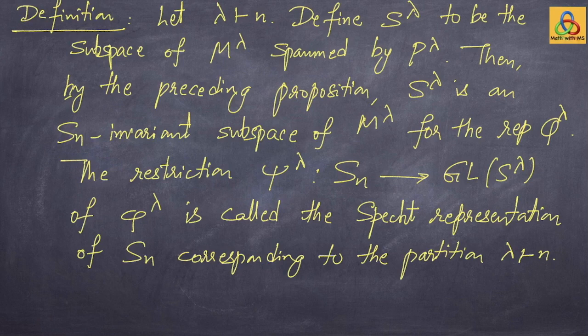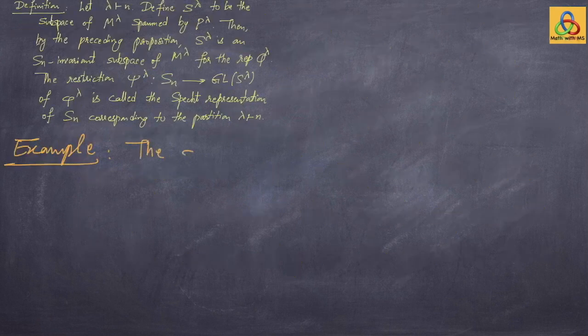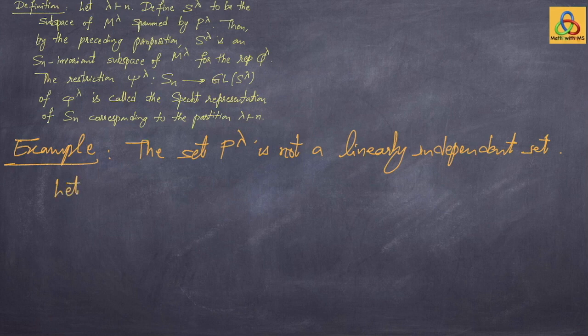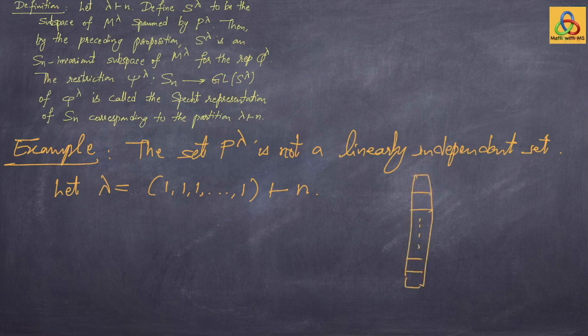Let's see an example here. The set P lambda is not a linearly independent set. So let us take lambda to be the partition 1, 1, 1, and so on, 1, a partition of n. The Young diagram corresponding to lambda is simply one column.